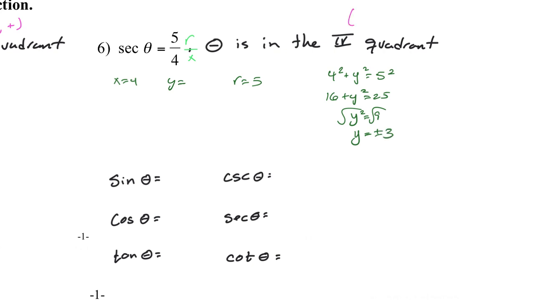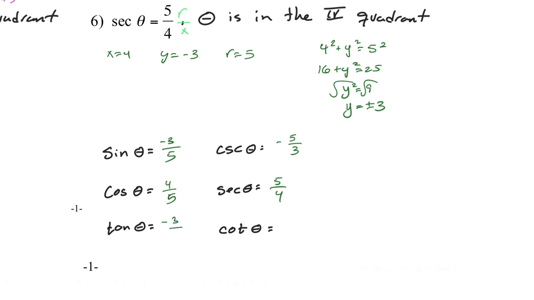In the first quadrant, we have positive and negative. So in this case I'm using negative 3 because I'm finding y. So again, y over r is sine. Cosecant is r over y. Cosine is x over r. Secant, we already have over there. Then tangent is y over x, and cotangent is x over y.